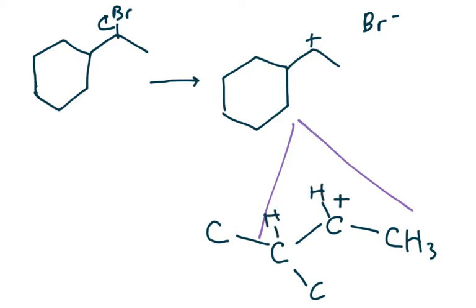Okay, so what's going to happen here is something called a hydride shift. So this little hydrogen here is going to just pop next door. It's going to take its electron pair with it, and it's going to go to that carbocation. And that carbocation is going to kind of disappear off that one.